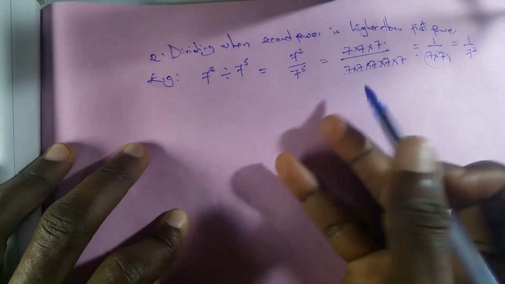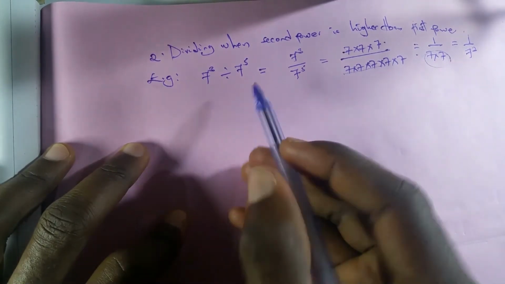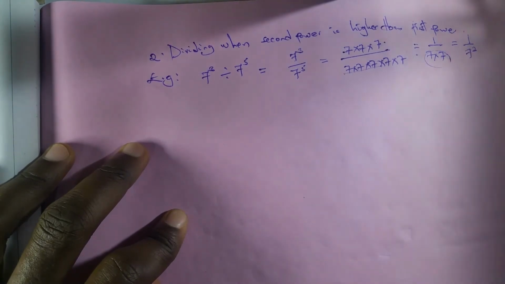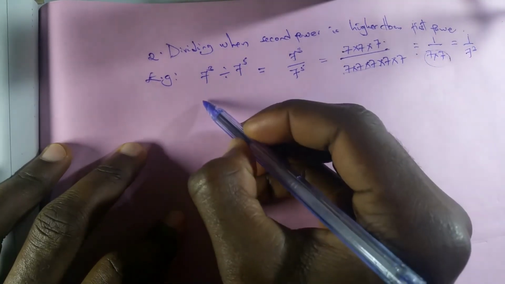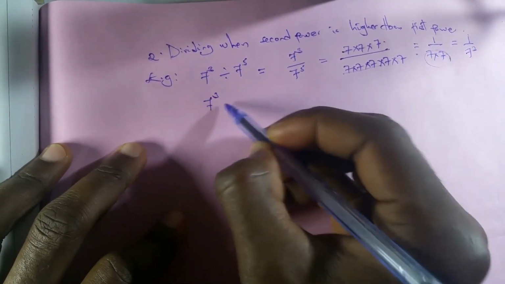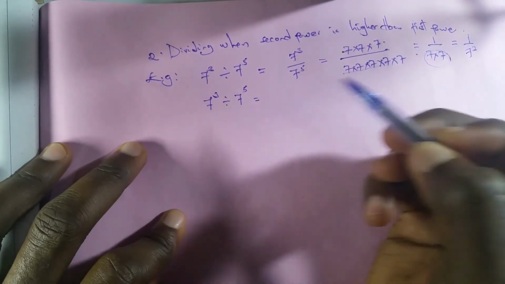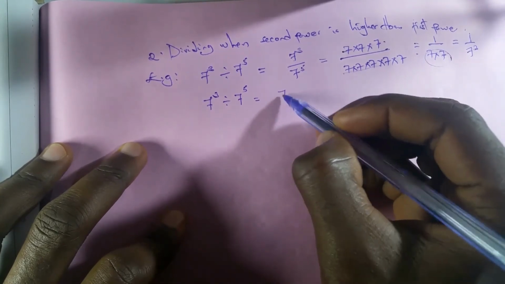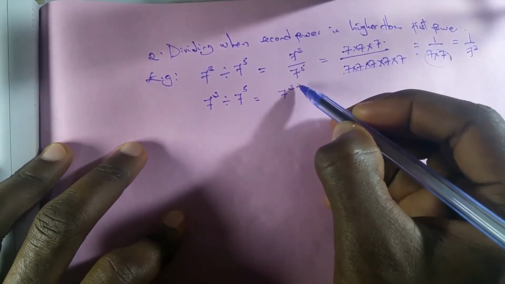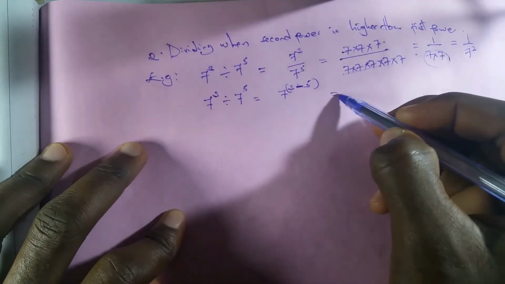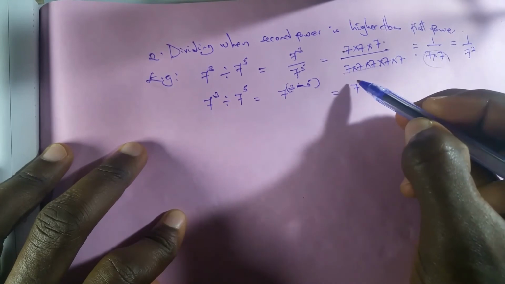Now, let's check another way, using our normal property. Which property was that? I think it was property 3: when you have a base to a power, dividing the same base to another power is just the same as saying that same base, and you subtract the powers. What does it mean? 7 to the power 3 minus 5, and 3 minus 5 is a negative 2.